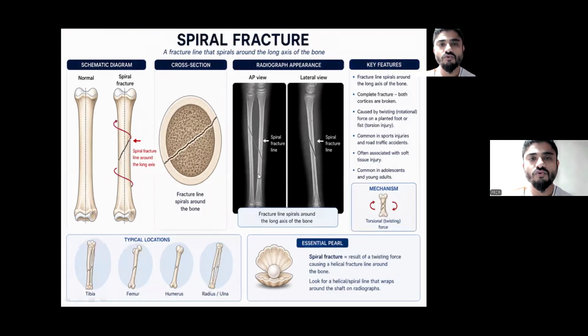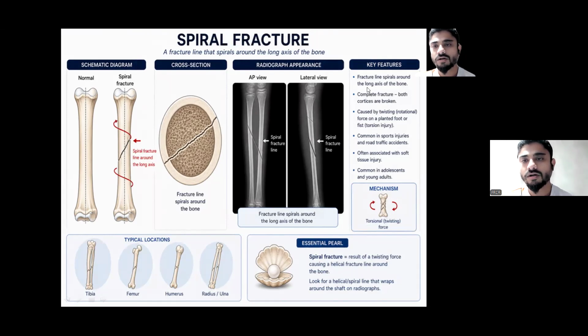Now we'll move on to spiral fracture. So what is spiral fracture? It is where the fracture line runs spirally around the long axis of the bone. So this is how the fracture line should run. This is running spirally, so you might be seeing 2 or 3 fractures. And this is how the radiographic appearance looks like. Here, on the lateral radiograph, the fracture line is running spirally.